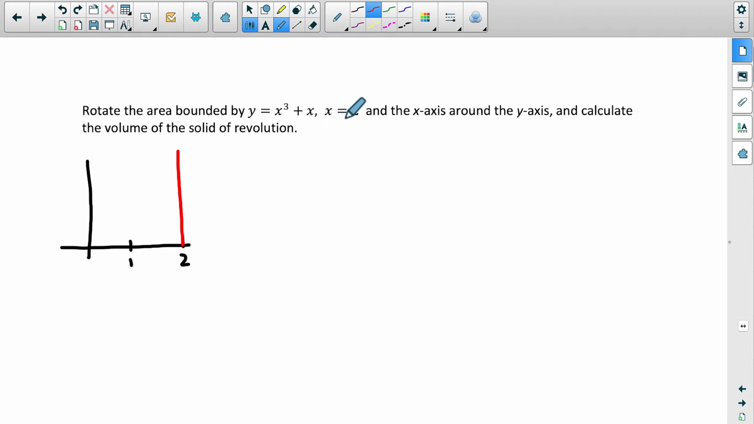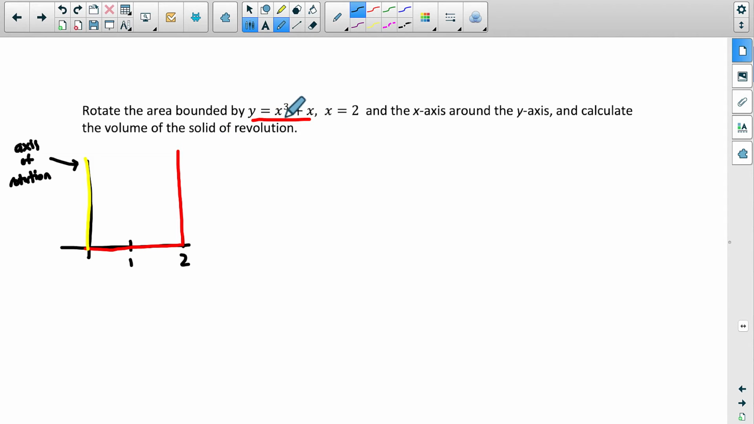So it's bounded by x equals 2. It's also bounded by the x-axis, so we're going as low as this. So what the heck, I can put that. And now I guess I need to graph the y equals x cubed plus x. Also, it's going to be revolved around the y-axis. So this is my axis of rotation right here.